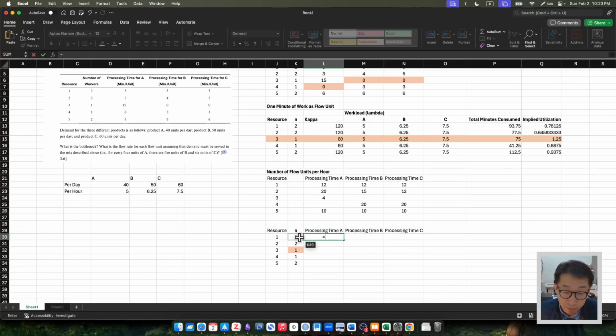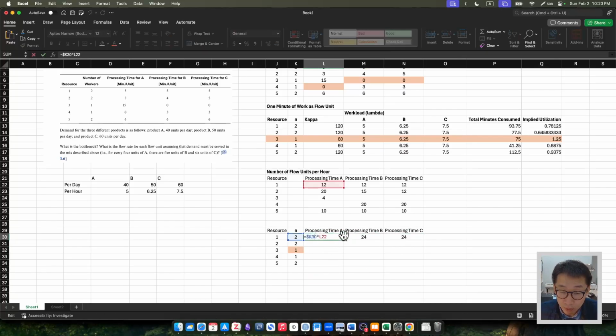So you have the 2 machines. If you fully dedicate resource 1 to flow unit A, you can actually make up to 24. 2 times 12 is going to be 24 here, okay? But for the convenience of copying the whole thing, I'm going to do a partial static reference on K. So when you drag it like this, it's not going to drift.